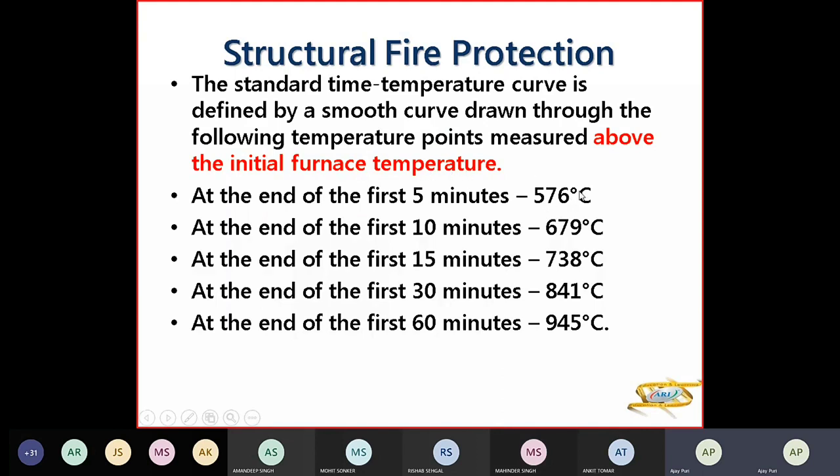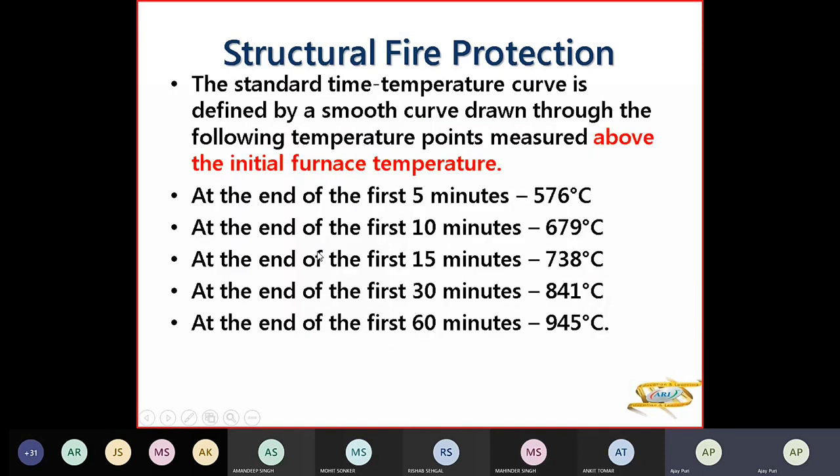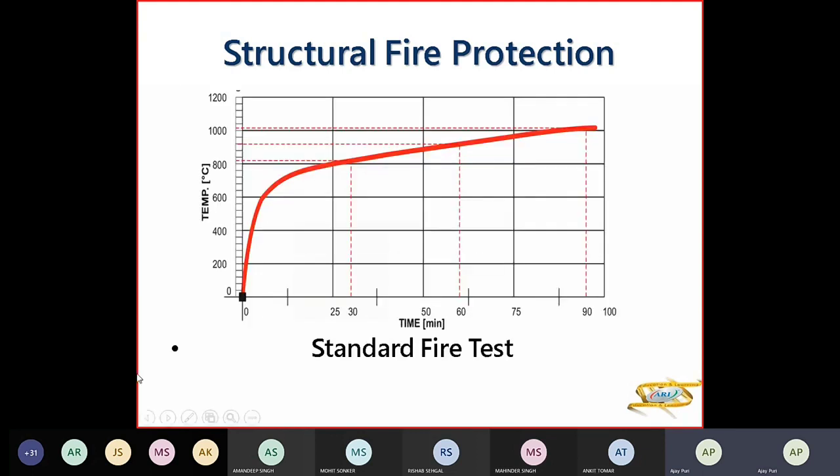What is the initial temperature? So 576 plus the initial temperature at the end of 5 minutes. So you'll be somewhere here at the end of 5 minutes, the first ordinate. Second ordinate is at the end of 10 minutes, 679 plus 50. So 10 minutes is somewhere here, 679 plus 50 somewhere here. So you're coming to this point.